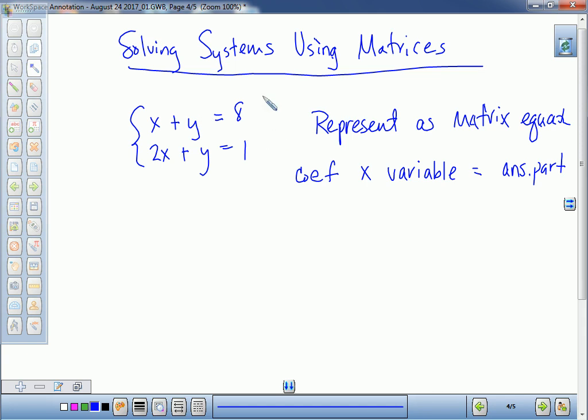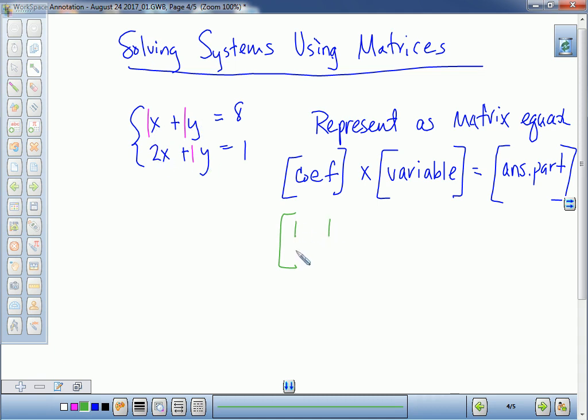Okay, so what we're going to do is take this system and represent it as a matrix equation. So what we're going to have is a coefficient matrix times a variable matrix equal to the answer part. All right, so let me show you what that looks like. So a coefficient matrix, what would the coefficients be here? We have a lot of understood ones in here. So when we do our coefficient matrix, it would look like this. We've got 1, 1, 2, 1. There's our coefficient matrix.